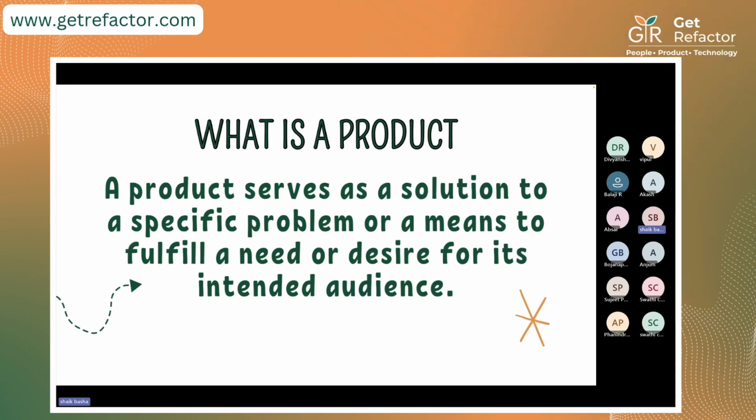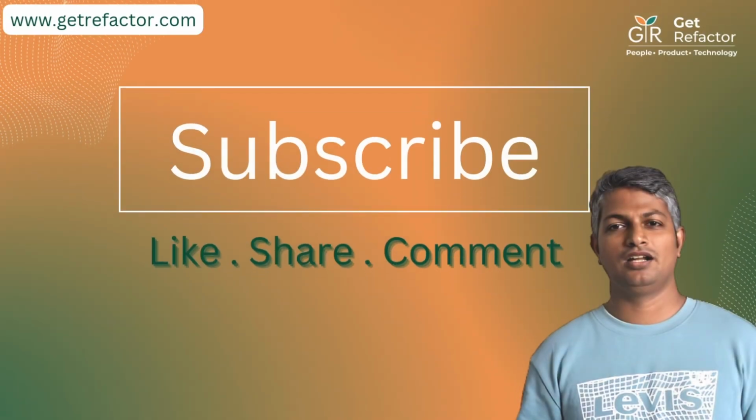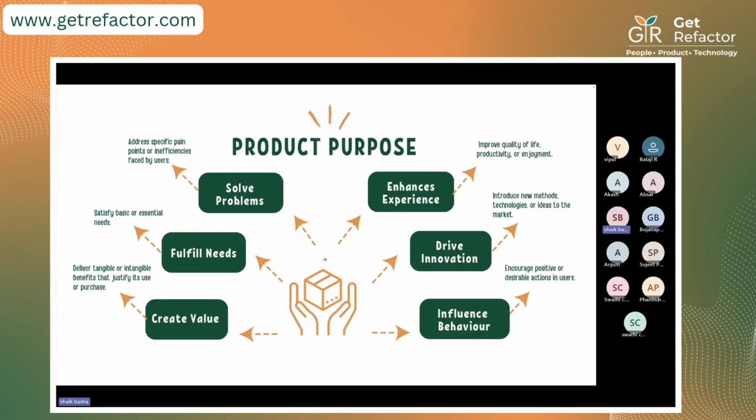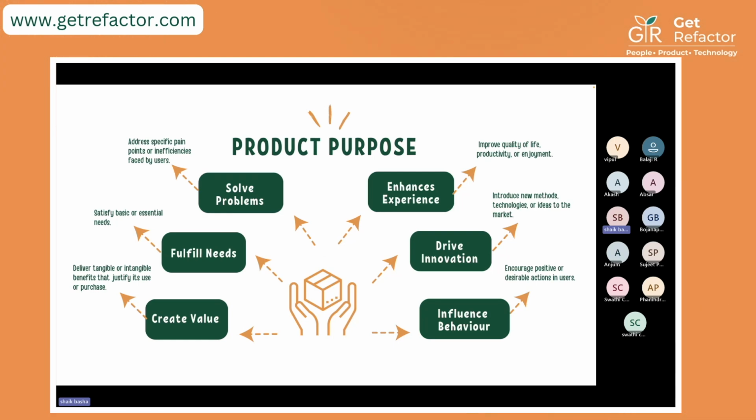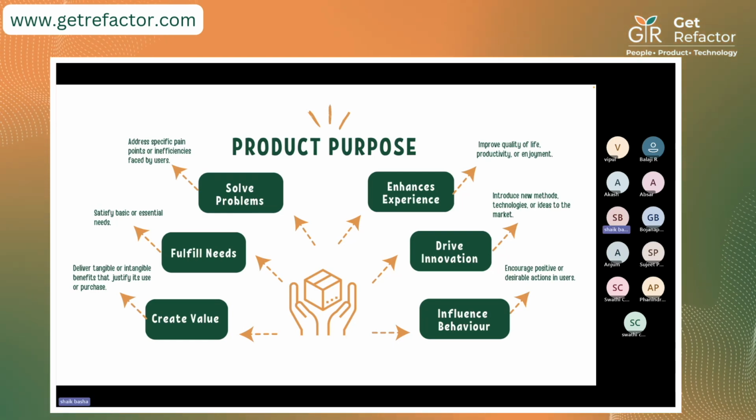You should have a definite outcome coming out of your product, which can be easily tied to the business objective. What is it that you want to achieve as a business? What is the purpose of the product? It is to solve the problem, to fulfill anybody's need, and to create value. What does it do? It enhances experience, it drives innovation, and it influences behavior. So this is the general purpose for which you build a product.